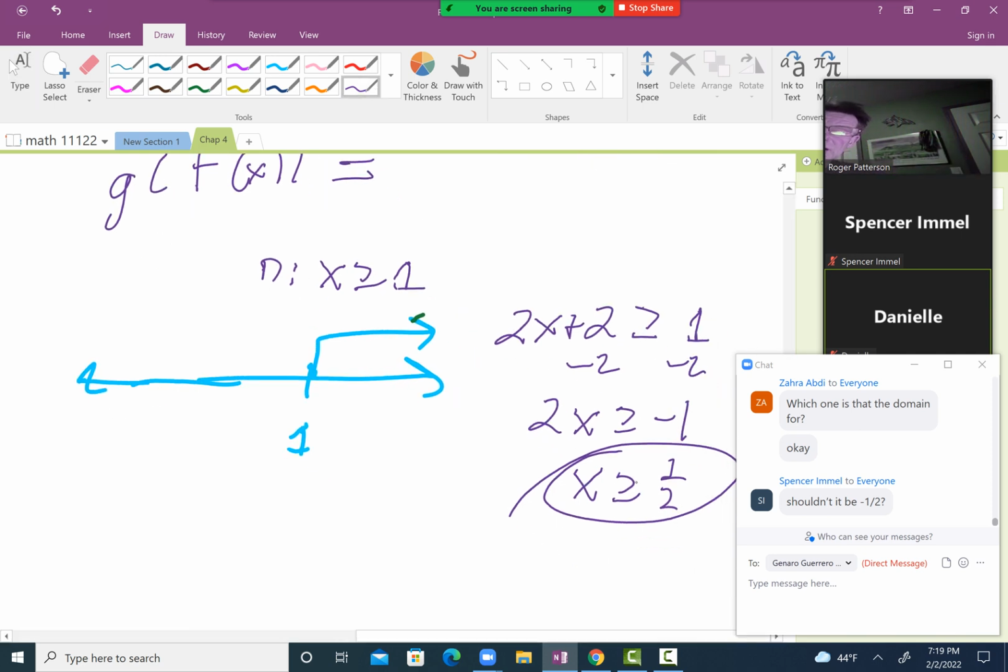So I have x is greater than or equal to negative 1/2. So that would be back over this way. All right. So here's kind of what I have. I have this domain of x is greater than or equal to 1, and I have this domain of x is greater than or equal to negative 1/2. So now let's go ahead and graph it and see what it says, right?